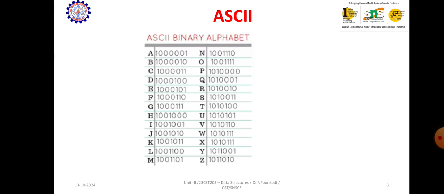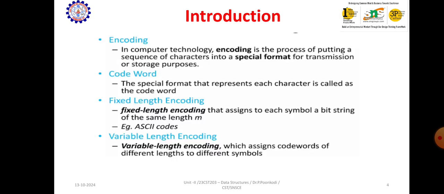These are all the binary alphabets. If I am giving the binary alphabets, what will be the ASCII code? It is a standard value. And the first three things we have already discussed. The next one is the variable length encoding.